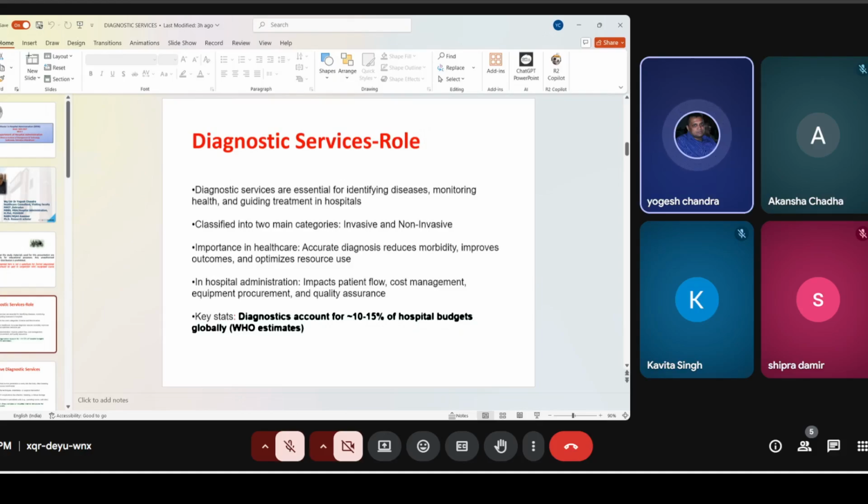What is the importance of these diagnostic services? They help in accurate diagnosis. As I told you, by asking the patient or physically examining the patient, even as a doctor we can come to a certain probable diagnosis. But as you know, time is of the essence, and everybody wants whatever care is given to them to be accurate and very specific. For that, these diagnostic tests are utilized.